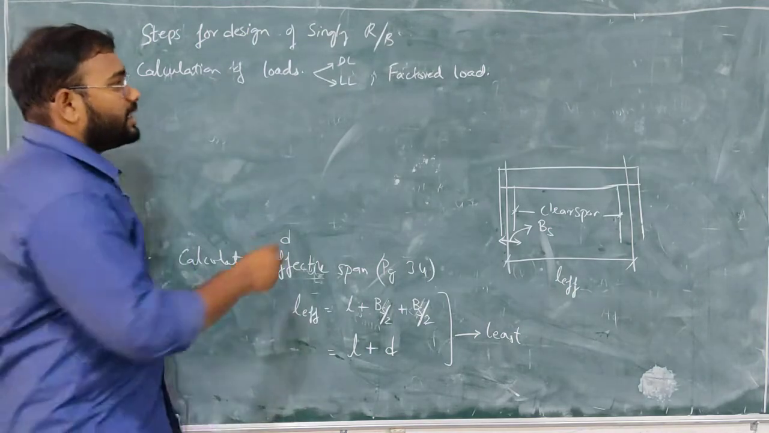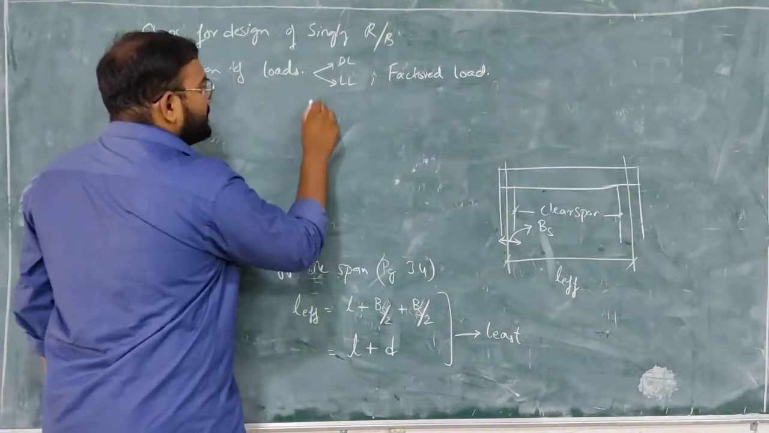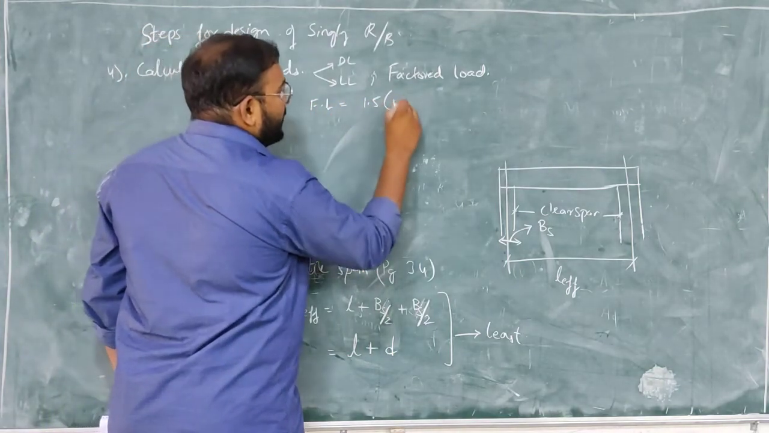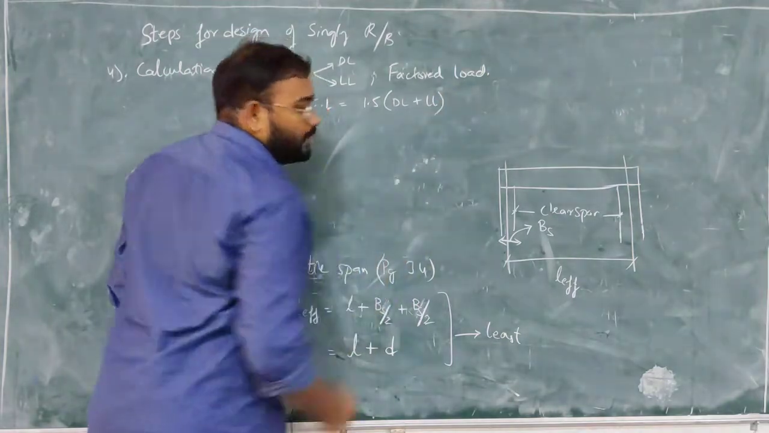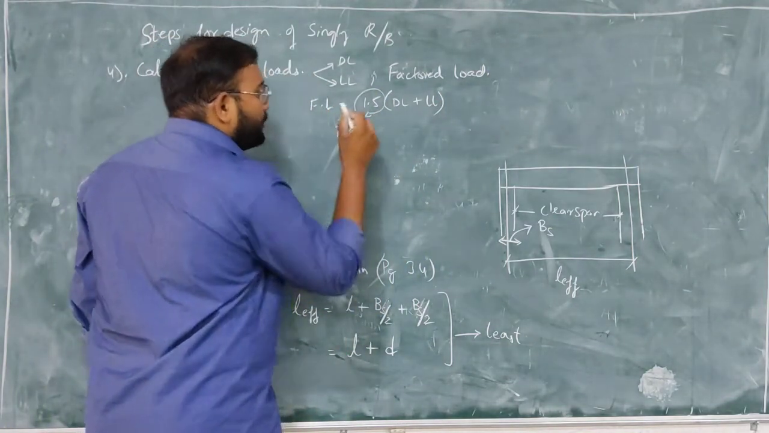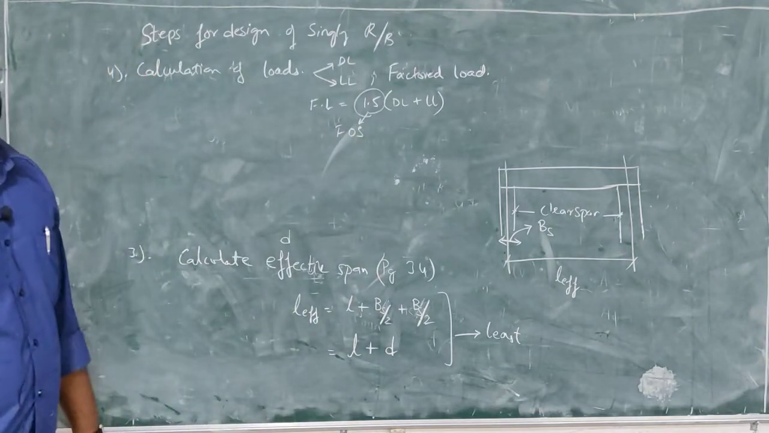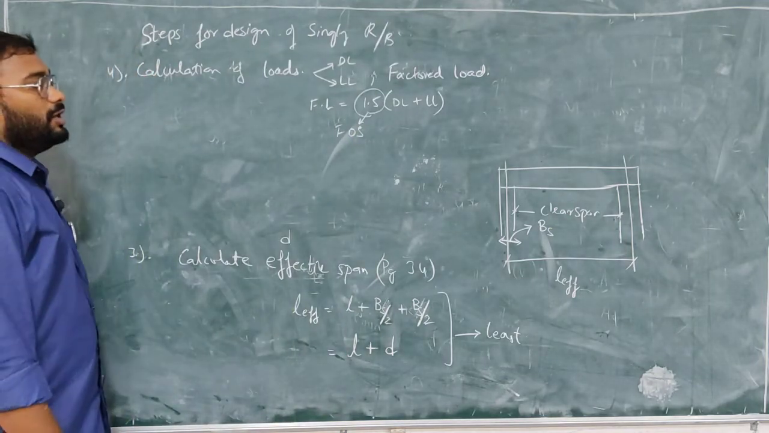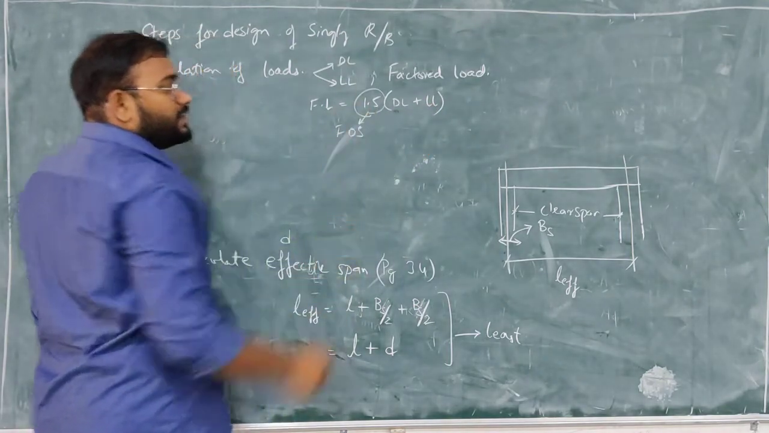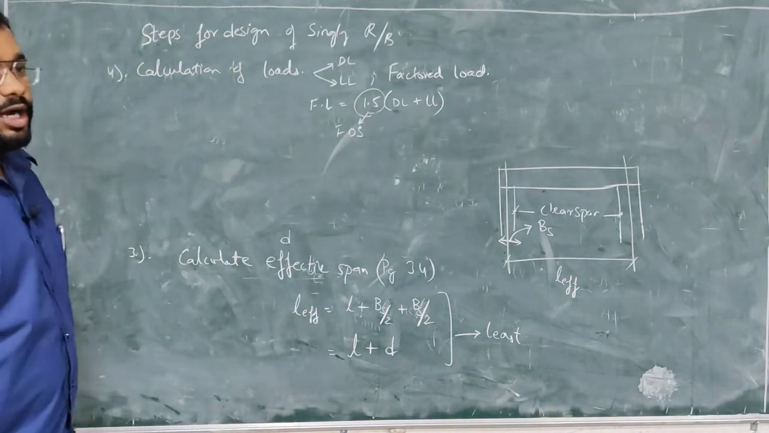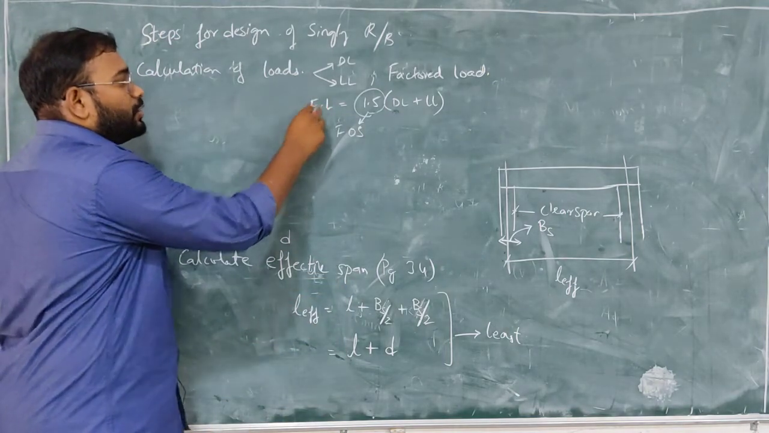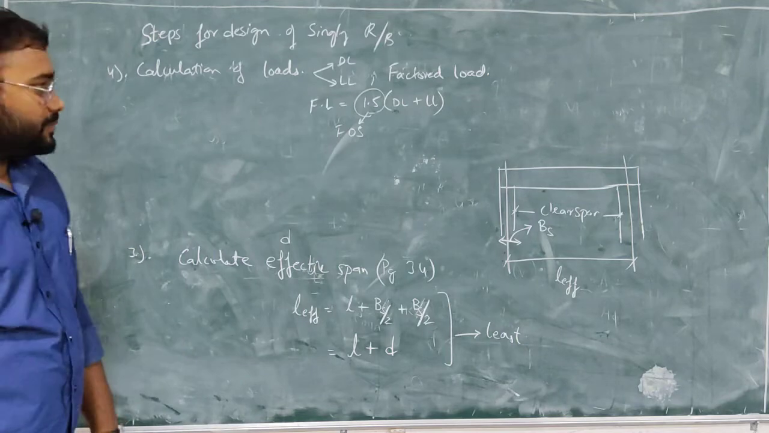So factored load is simply given as 1.5 times dead load plus live load. This 1.5 is called the factor of safety for load. You will add dead load and live load and multiply with the factor of safety. So this is called the safety factor, which is 1.5 when you are taking two loads into consideration.